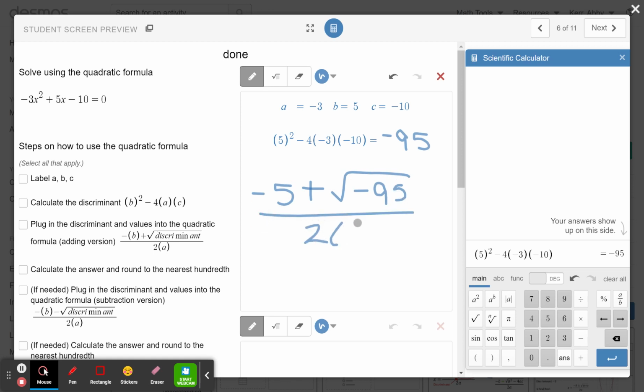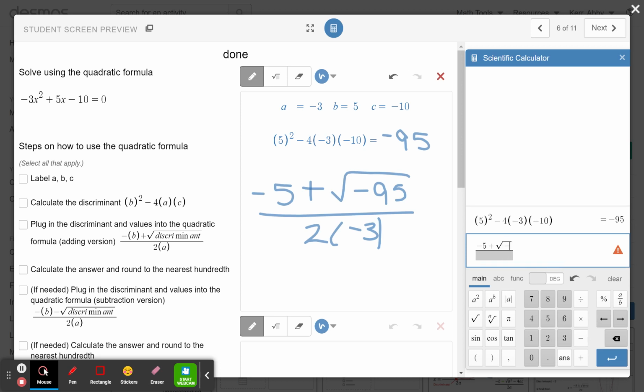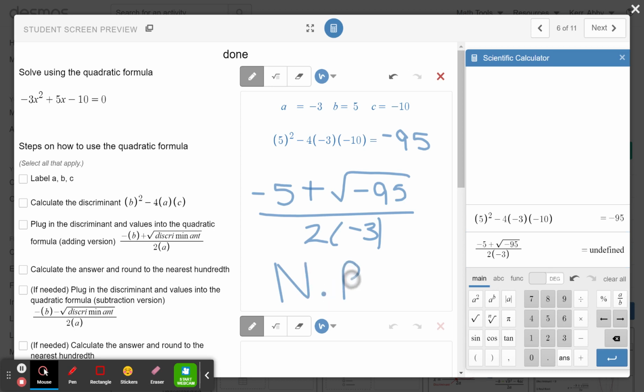over 2 times negative 3. Now, if you want, you can just stop here. That's fine. If you can't remember that a square root of a negative can't happen right now because you don't know about imaginary numbers, and it says undefined, we just need to realize that means no real solution.